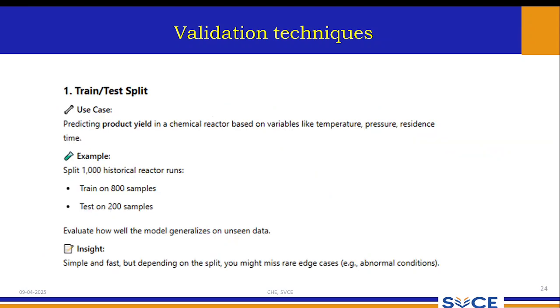Coming to the train-test split, the use case is predicting the product yield in a simple chemical reactor based on variables like temperature, pressure, and residence time. In the example, they train on 800 samples and test on 200 samples, to evaluate how well the model generalizes on unseen data. Simple and fast, but depending on the split, you might miss rare edge cases, for example abnormal conditions. Out of 1000 samples, 80% of the data is for training and 20% for testing.